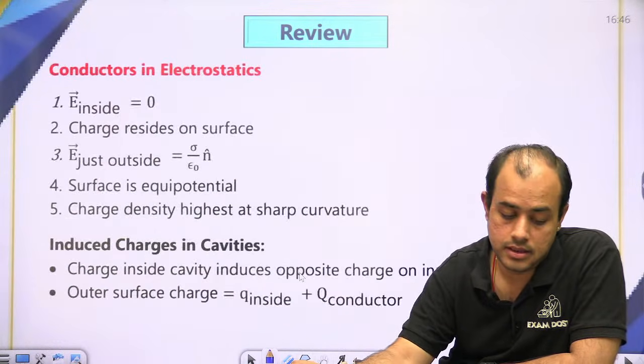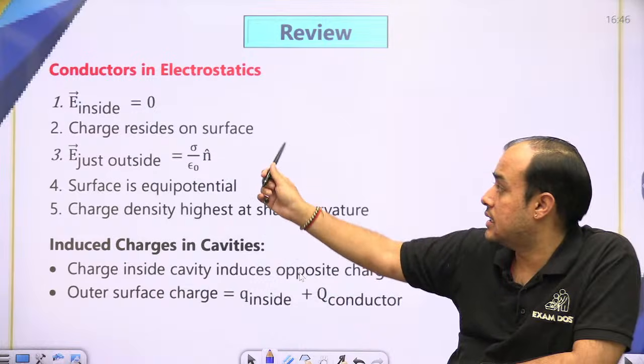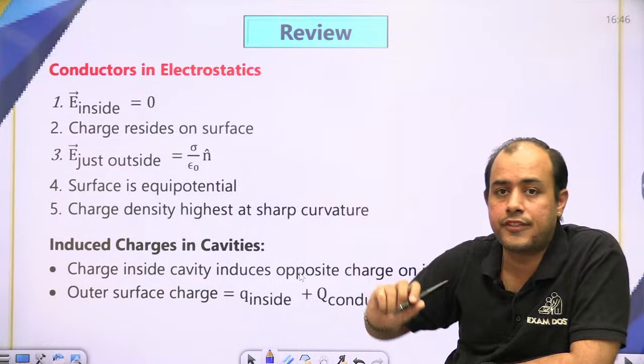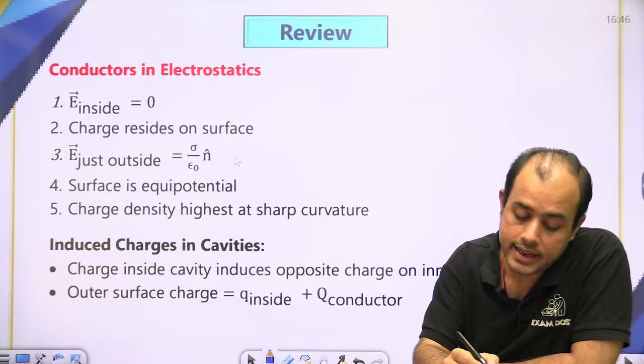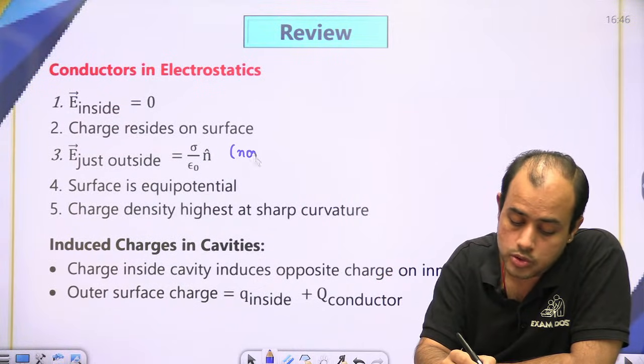So electric field inside a conductor is zero. Charge resides on the surface of the sphere; just outside, the field is sigma by epsilon naught, and it is normal to the surface.